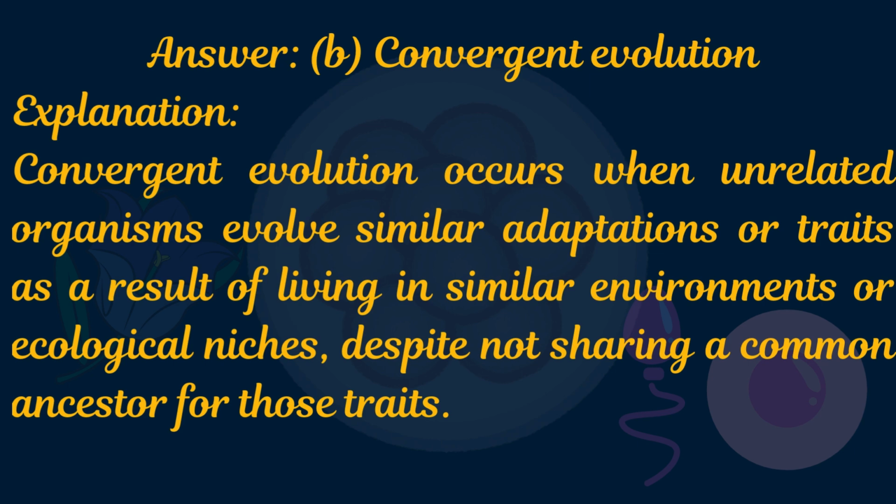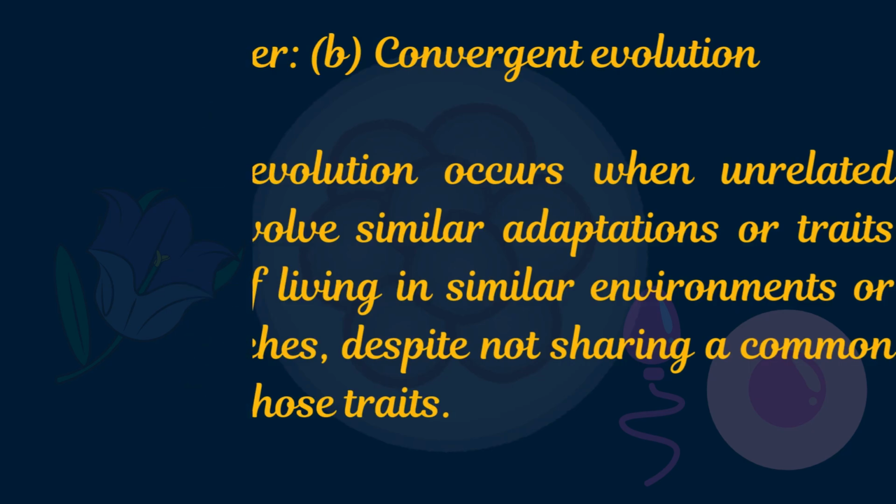Explanation. Convergent evolution occurs when unrelated organisms evolve similar adaptations or traits as a result of living in similar environments or ecological niches, despite not sharing a common ancestor for those traits.